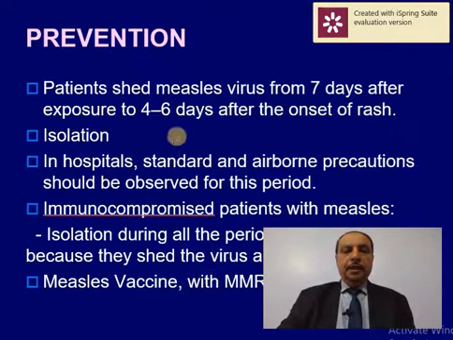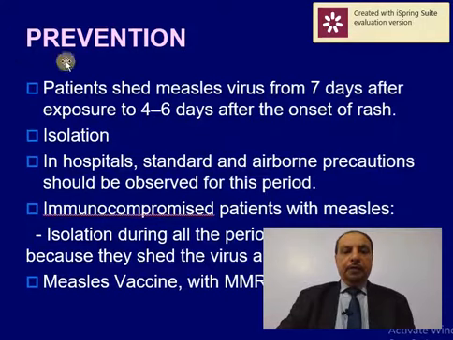How to prevent measles? First of all, isolation is the most important, because the patient sheds measles virus from 7 days after exposure to 4 to 6 days after the onset of rash. During this period, the patient will be isolated from contact. In hospitals, usually airborne precautions should be taken. In immunocompromised patients, the virus shedding will be for a longer period. That's why the isolation will be longer, until complete cure from measles.